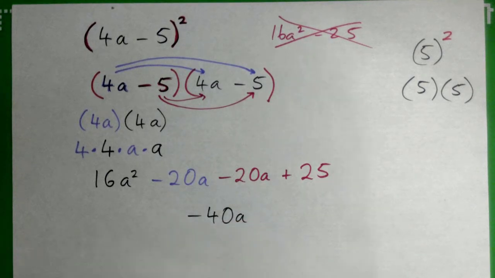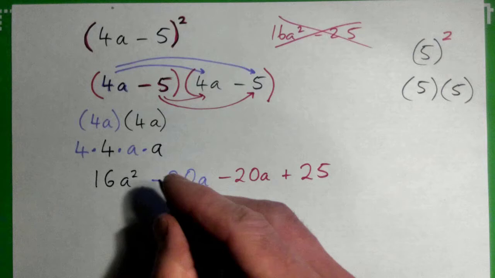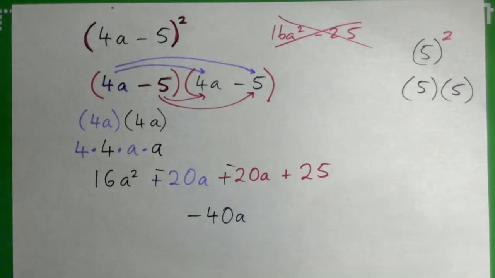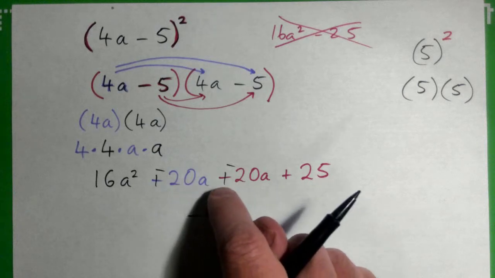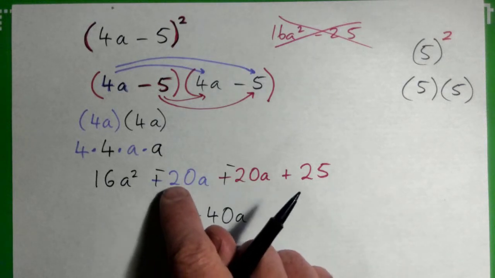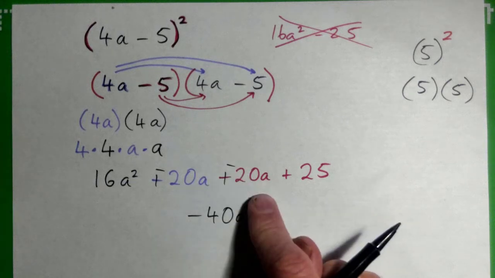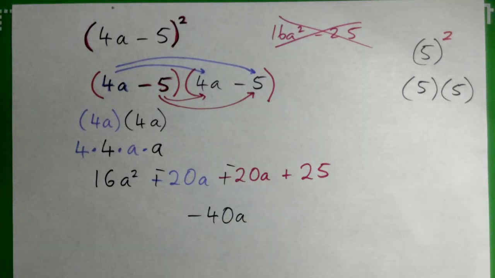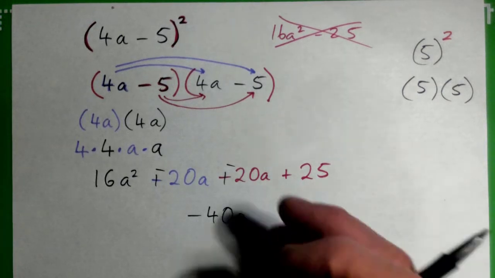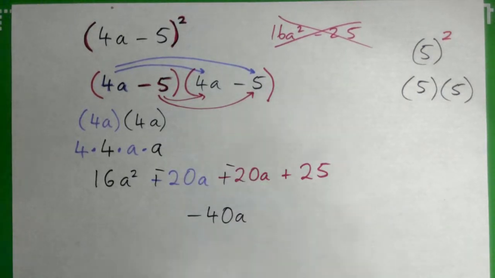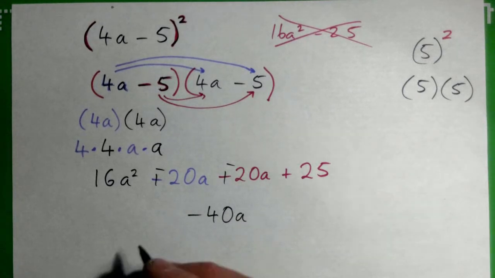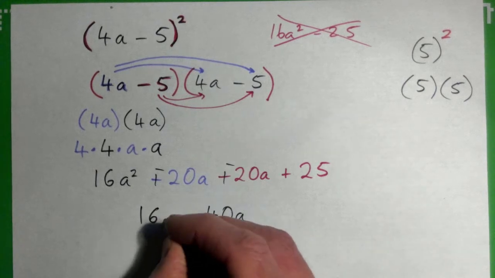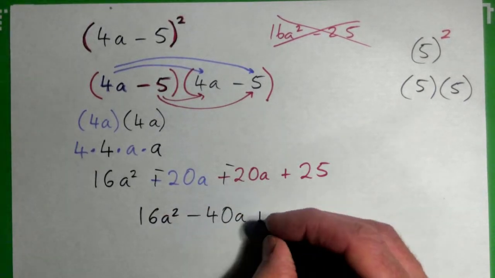Now, if you want to, you can change subtraction to plus negative, and it says, add a negative 20a and then add another negative 20a. If that helps you do that. You don't have to do that, but sometimes students like to do that because it helps them think. But it's just 20 negatives and 20 negatives makes 40 negatives, right? And of course we have our 16a squared and we have our plus 25.